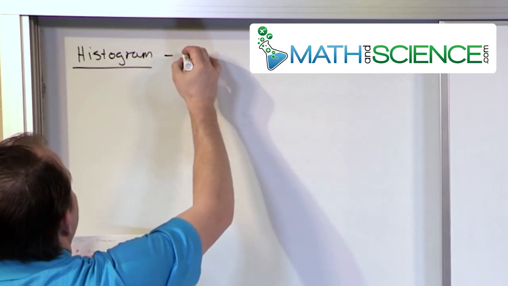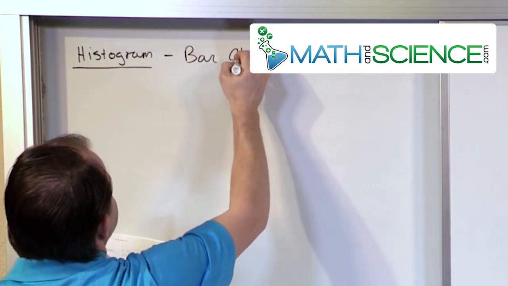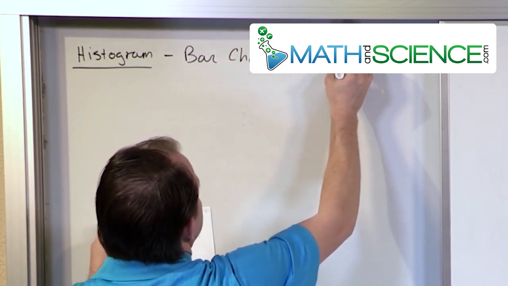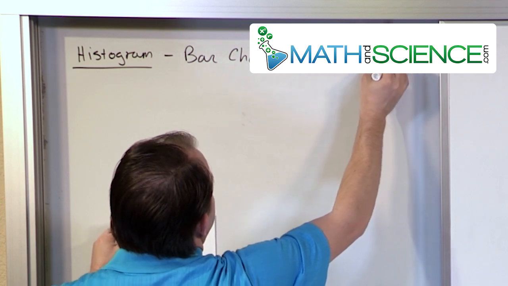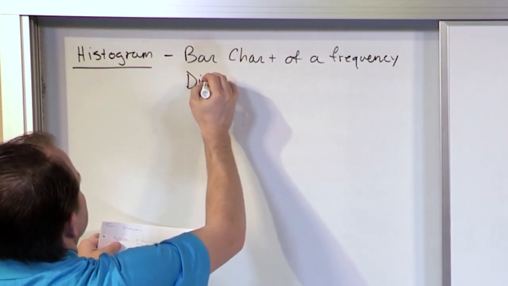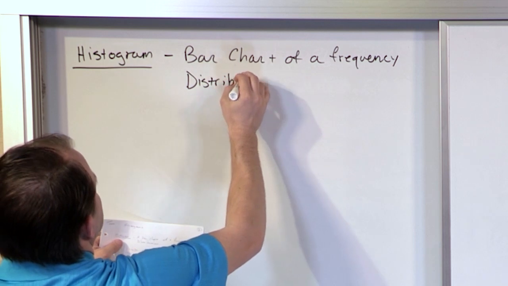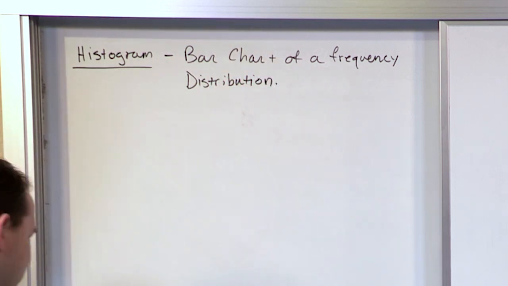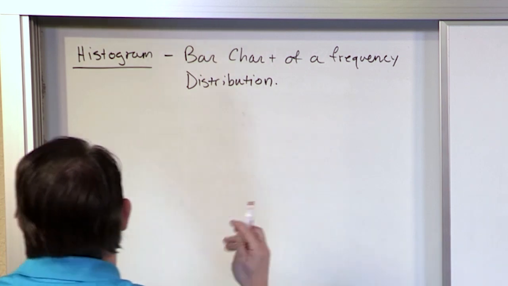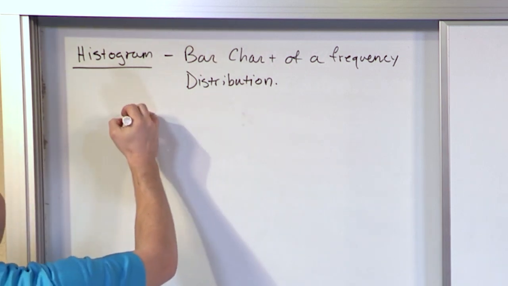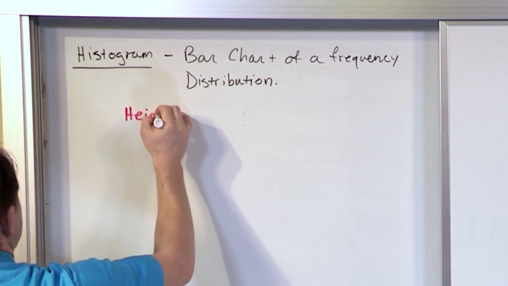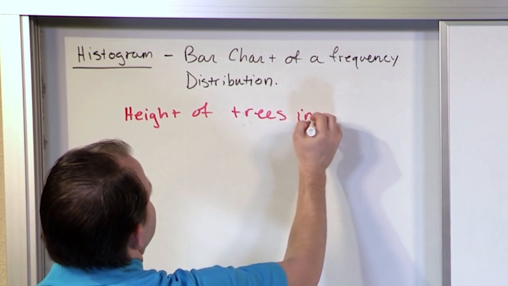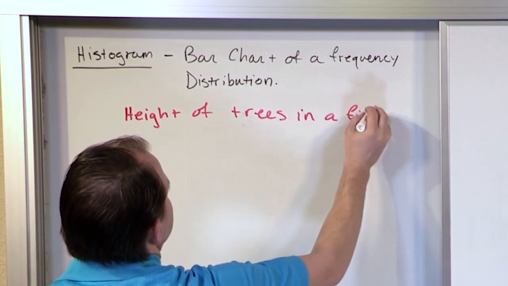A histogram is a bar chart of a frequency distribution. Okay, so if I were going to have a histogram of the height of trees in a field, then what would I do?